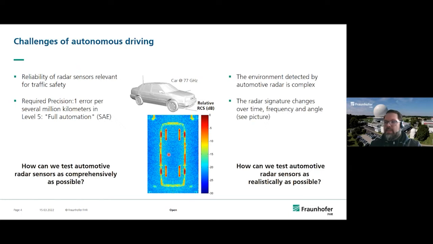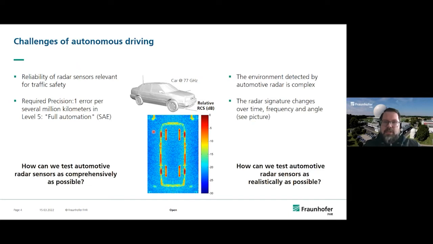And that means if this vehicle is in front of you and it changes the track, for example, then you will illuminate different parts of the vehicle, which means that what is reflected back by the vehicle, the so-called radar signature, changes over time, over frequency, and over angle. So this means everything around you is much more complex than you might expect. And if you want to be able to test your radar sensor as well as possible, then you also have to test it as realistically as possible and consider this complexity here.